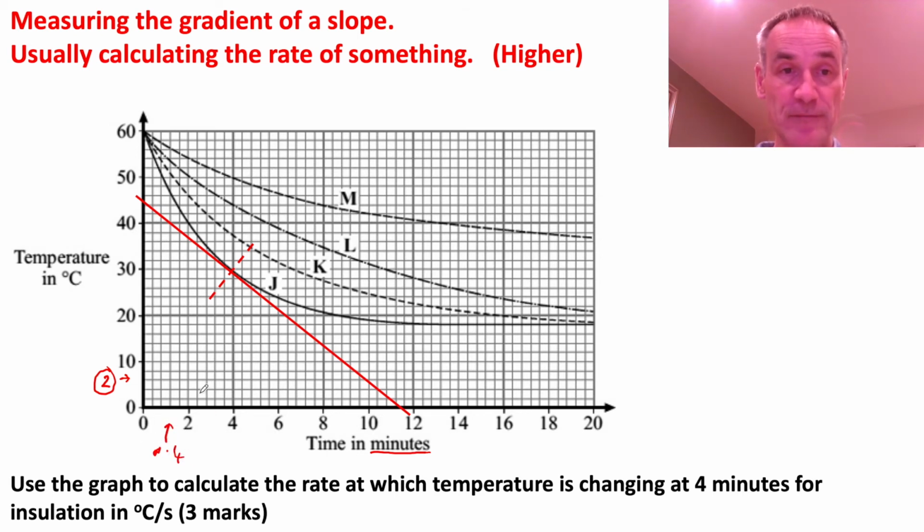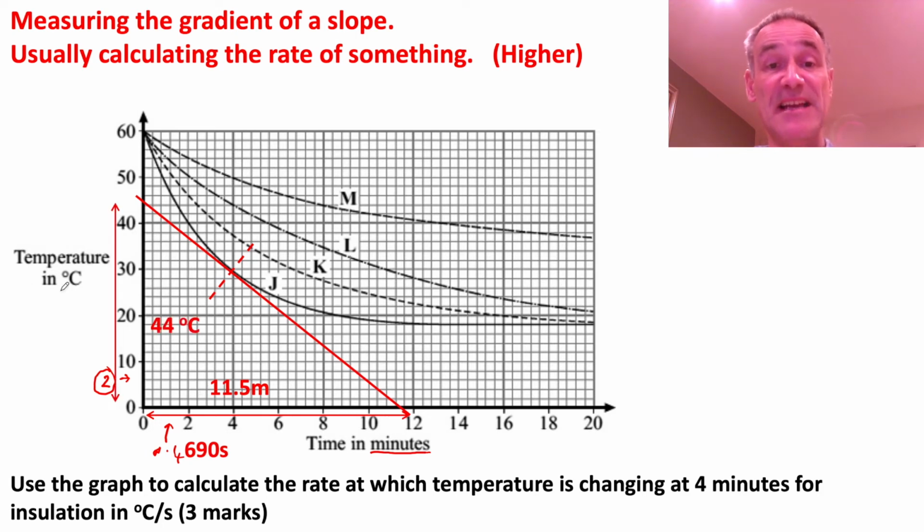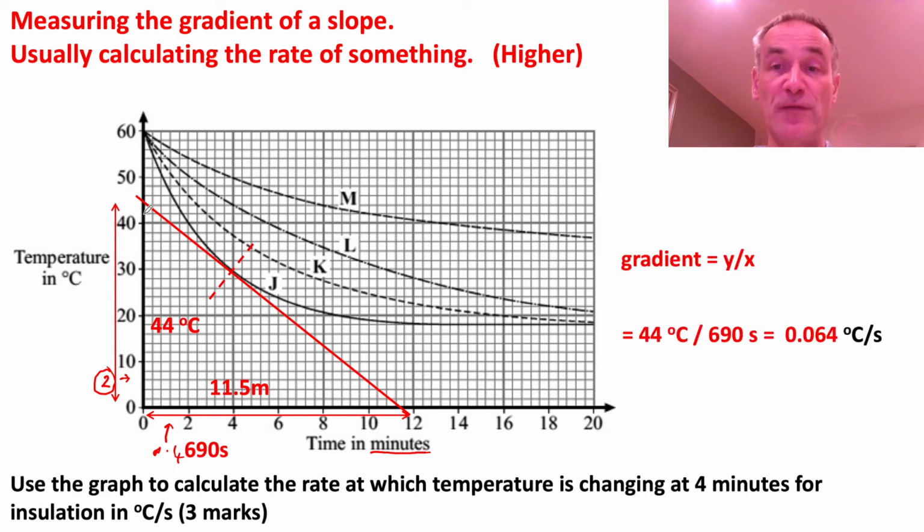Drawing my triangle, I work out that that's 11.5 minutes, and this is 44 degrees. So of course the gradient is y over x, which is 44 divided by, and of course I've converted 11.5 minutes into seconds by timesing by 60, and that gives me the answer there. So that is the rate at which the temperature changes against time at 4 minutes.